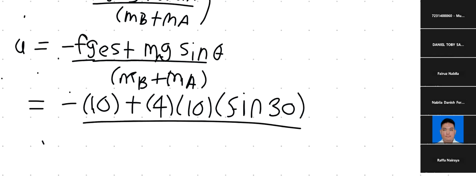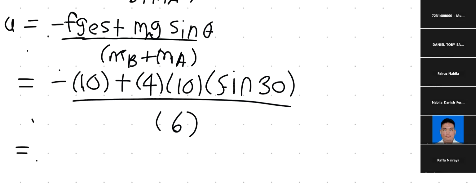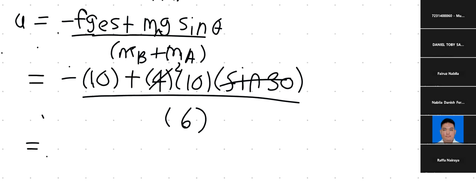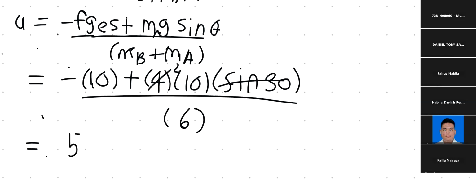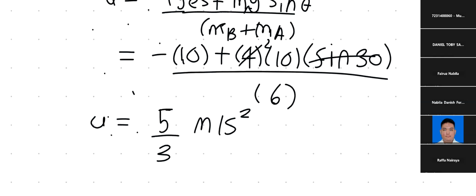And this is simply 4 plus 2, 6. This is 2, 10 minus, okay, minus 10 minus 10 plus 20, so it's 5/3. This is the answer to point A, the acceleration.